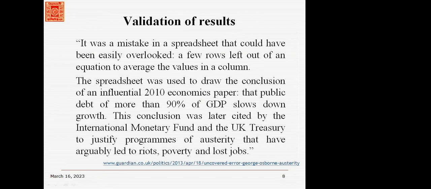Now, another benefit of openness: sharing of data also validates our research activity. I told you already. Now, this article references unintentional mistakes in an economics paper that the researchers overlooked. What was the mistake? The mistake was in a calculation in a spreadsheet. They left a few rows out of the equation to average the values in a column. So they got an erroneous result. This type of mistake we can avoid if we open our data in the public domain. So we should do this.